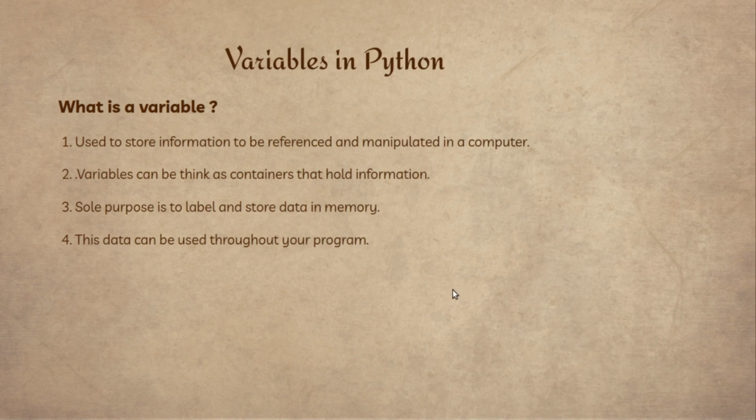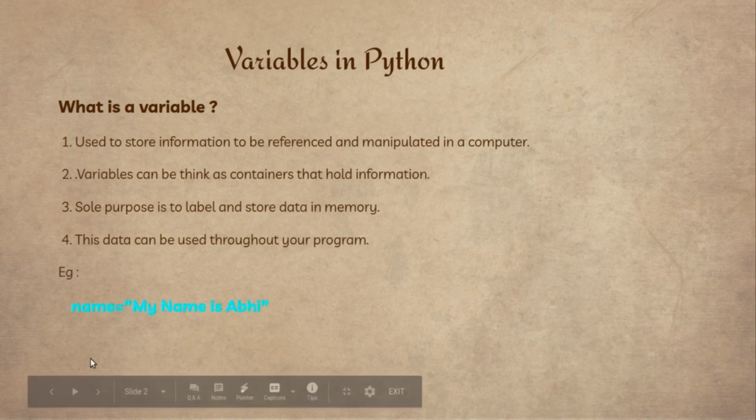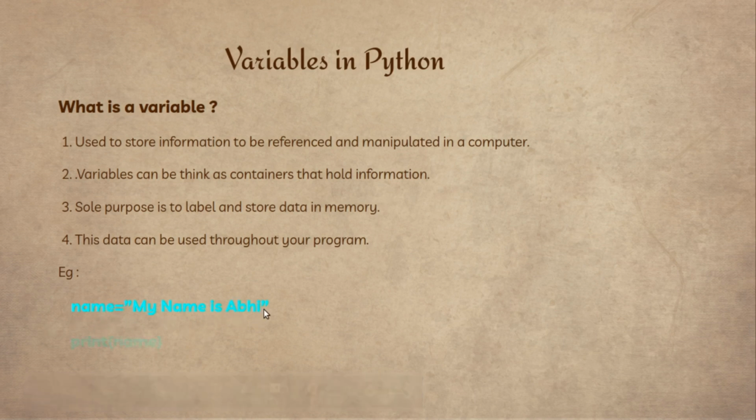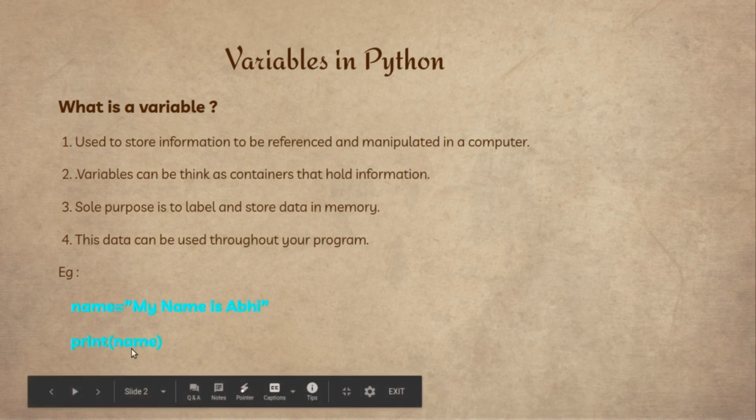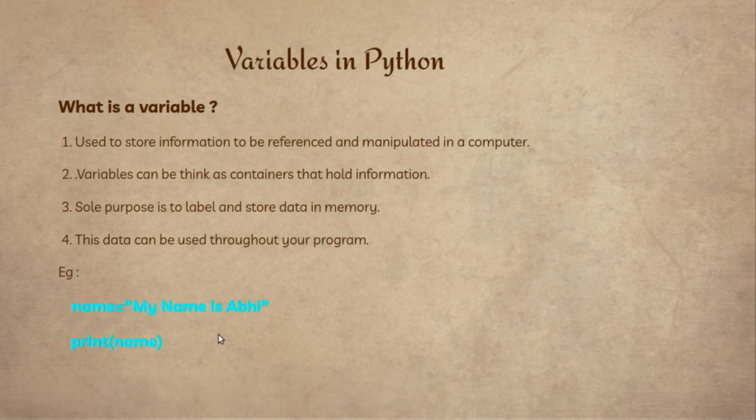Okay, so we will just look at an example. Here you can see that this is a variable name, and the value, the text "my name is Abhi", is stored in this variable. Okay, now you can use this text anywhere in your program just by using this name. For example, I'm printing this: print name will print this whole text into the system. You don't have to write this text again, just writing the name will be sufficient. Okay, so I will show you with the help of an example.